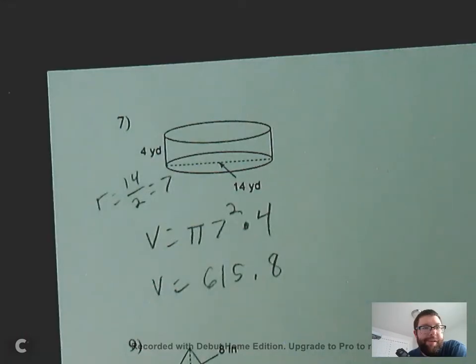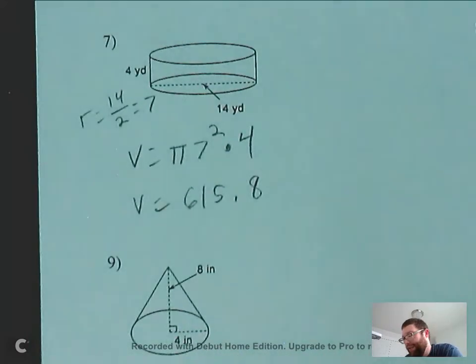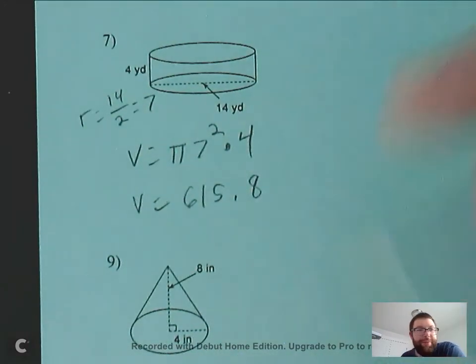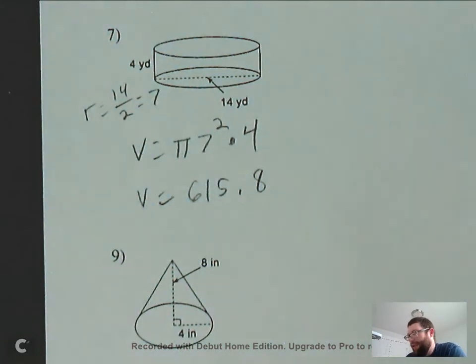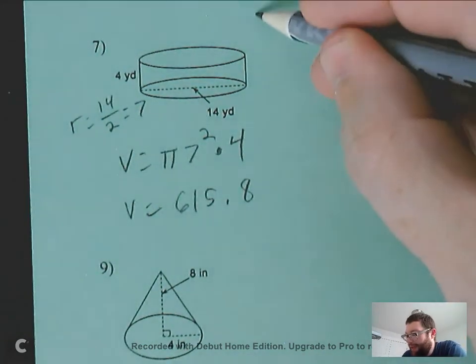Can I zoom out a little bit? Yeah, you guys can still see that. Okay, I'll zoom out a tiny bit, I guess. 615.8. Okay, so that's how you would write that.